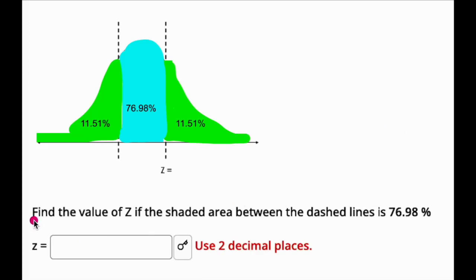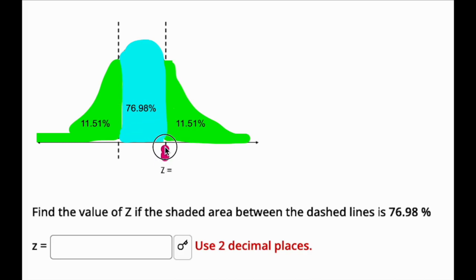In this example, we're going to find the value of z if the shaded area between the dashed lines is 76.98%. So here's the two dashed lines, here and here. The area that falls under the curve between those two lines is 76.98%.